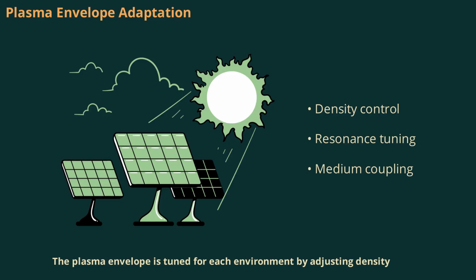Plasma envelope is tuned for each environment by adjusting density, resonance frequency, and coupling coefficients. In air, it reduces drag and ionization. In sea, it suppresses cavitation. In space, it acts as an electromagnetic boundary. This adaptability is key to the craft's multimedium operation.